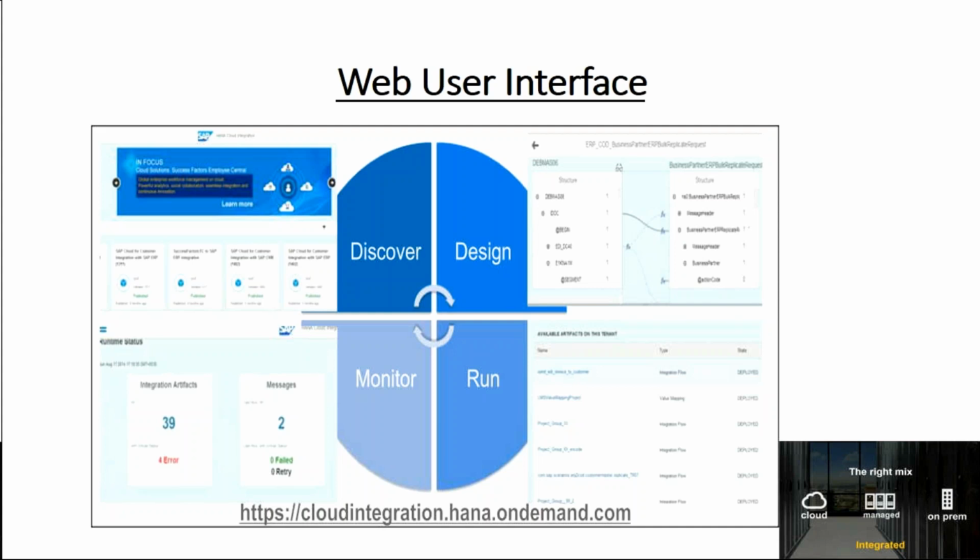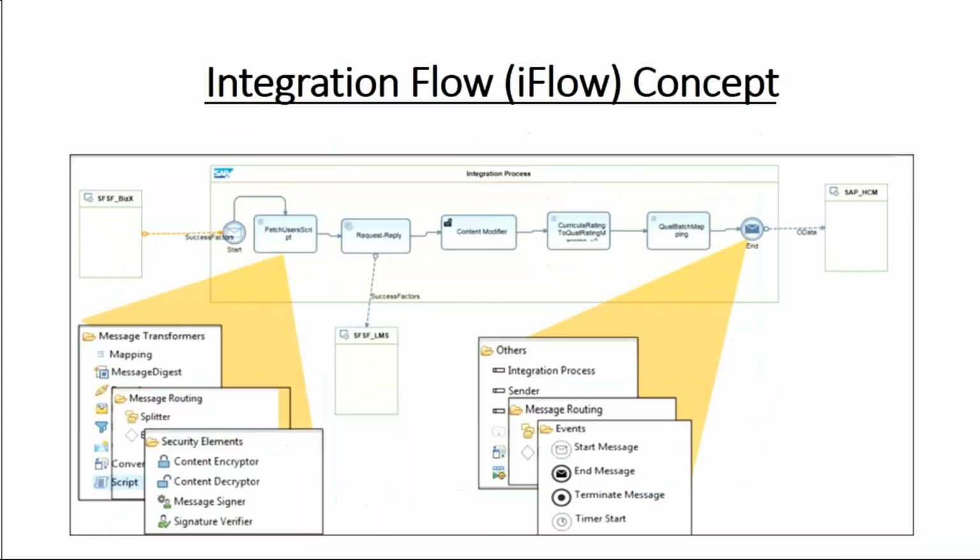Monitoring is just viewing the artifacts to check if they are correctly deployed, and monitoring the messages to check if they are getting processed perfectly. Okay, we will see that if there isn't any issue in the communication. So those things come into monitoring. Three things are directly visible on your web UI: discover, design, and monitor. The run module is not directly visible on the web user interface of HCI.